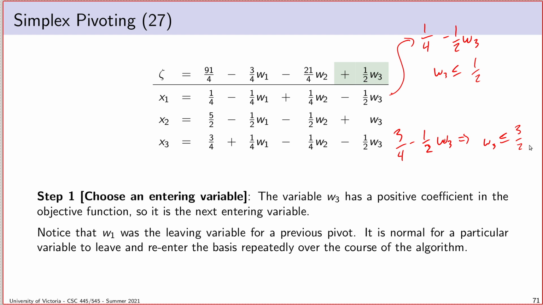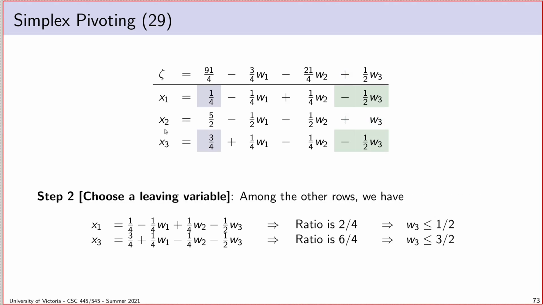Okay, so I've got two bounds that are formed, and just like before, because I have a plus sign here, there's nothing I can do with w3 that's going to cause x2 any trouble. So x2 has been pretty easy going today. I don't need to worry at all about computing a ratio for this. So I compute the ratios for x1 and x3, and I determine, as I did on the previous slide, that the tightest bound is imposed by the row for x1, so it's the bound w3 is less than or equal to 1/2, and that means that x1 gets to be my leaving variable.